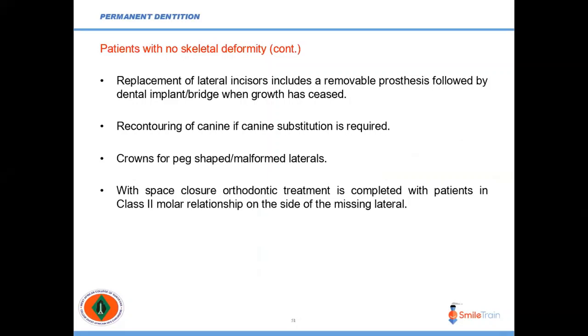Now, at this stage, we're still dealing with patients that have no skeletal deformity. We need to decide whether we want to replace the lateral incisor, if it's missing, with a removable prosthesis, or we can later on, if we're looking at an adult, have the patient given a dental implant or a bridge once growth has ceased. Most of the work is going to be done by the prosthodontist or the restorative dentists. If we opt to close the space of the lateral incisor, we may end up finishing the patient with a class 2 molar relationship.